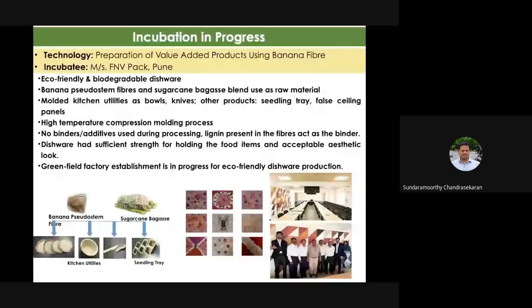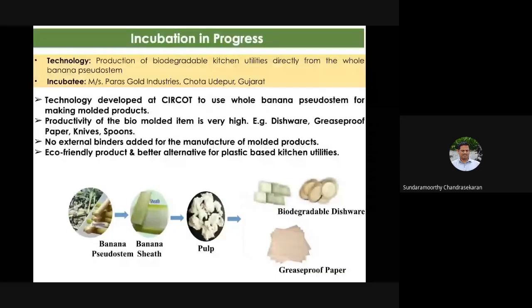So another industry which we have incubated is using the same banana pseudostem, because it can be used for multiple uses. So we have developed this pulping technology from this banana pseudostem. From this pulp, they are making grease-proof paper. This is another industry, Paras Gold industry, which is located in Gujarat, who got himself incubated. As an add-on, they're also making kitchen dishware as well. And they're mainly focusing on the grease-proof papers.